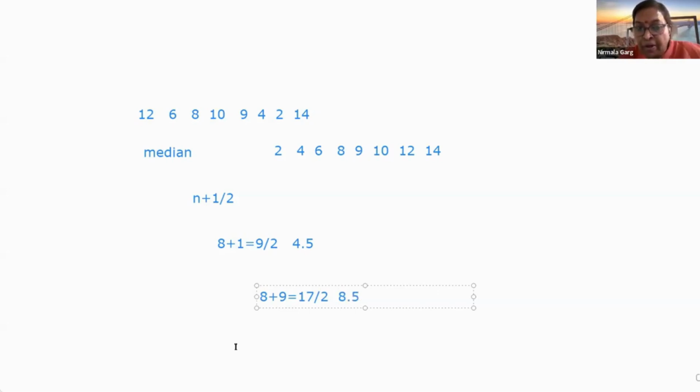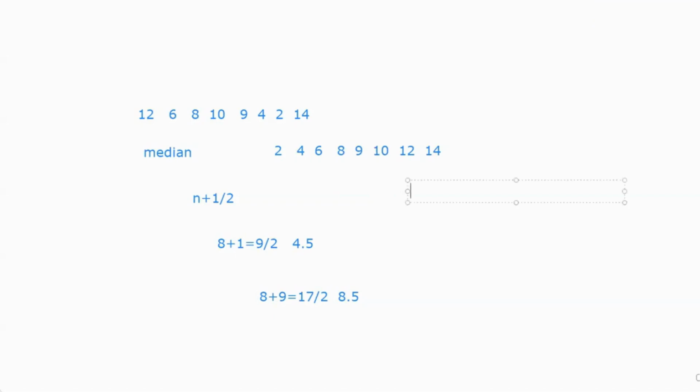But say, for example, I remove 14 here. Then it will be 1, 2, 3, 4, 5, 6, 7, so n is 7. The median position is 7 plus 1, which is equal to 8, divided by 2, which will be 4. So if I'm not having this data, my median is the 4th value, which is 9.